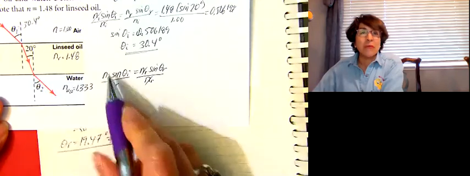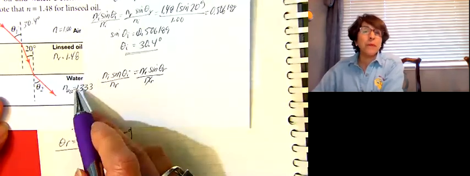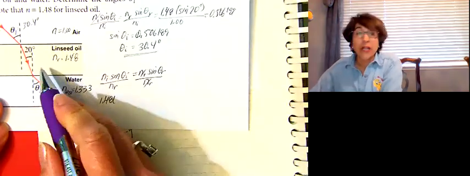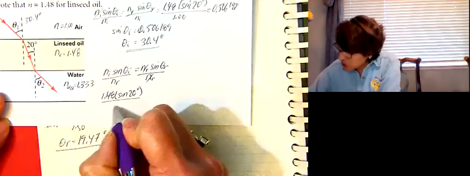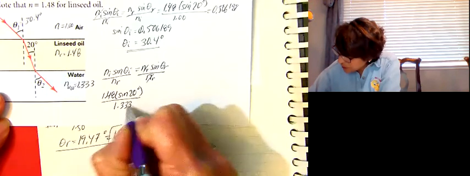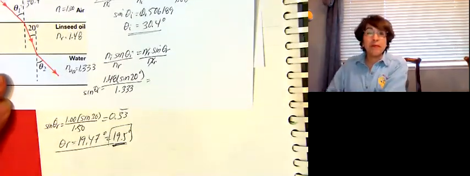All right, the n sub i is this guy up here, because it's starting in the oil and then goes into the water. So it's going to be 1.48 times the sine of 20 degrees, divided by the index of refraction of the water here, which is 1.3333. And that's going to give me the sine of my refracted angle. All right, let's see what that is.